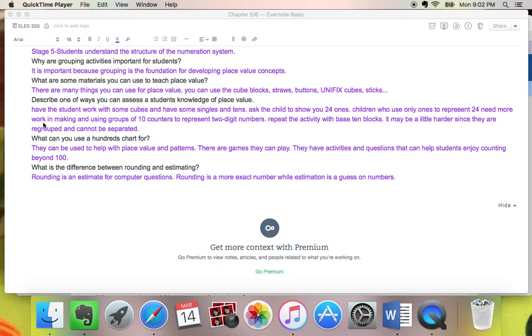And lastly, the difference between rounding and estimation. Rounding is more of an accurate number, where it's like 10.3 and things like that, where estimation is a guess. Like, I think there's this many, but rounding is there are this many. But I'm not going to keep going on and on about it. So those are my chapter 5 and 6 notes.